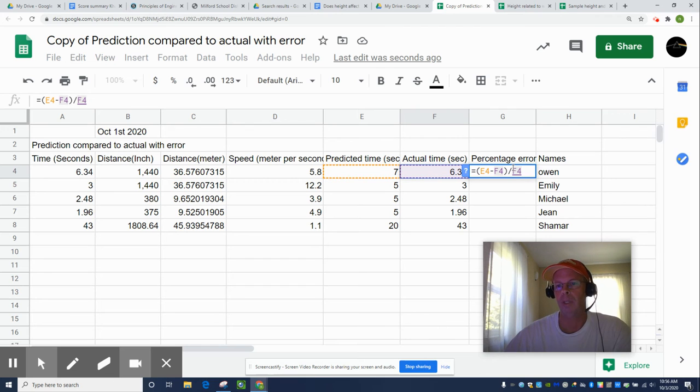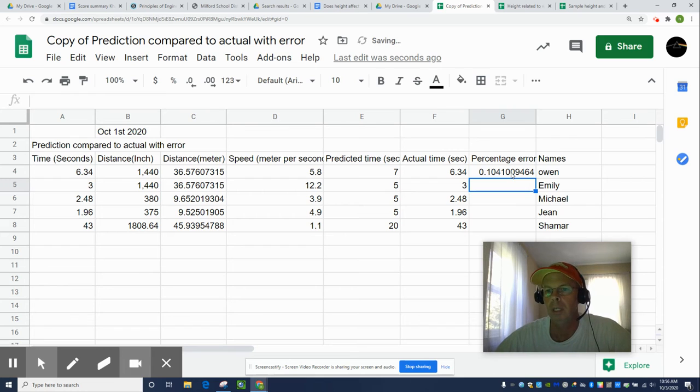Sometimes a difference of a second doesn't matter. If it's when the train is arriving at the station, who cares? But if you're a baseball player and you're a second late after the baseball goes over home plate, that's no good. So that's why it's percentage error. The top is the error, and then the bottom, after you divide it, makes it into a percentage. You hit equals, that's 10%. So this was actually a pretty tight prediction.